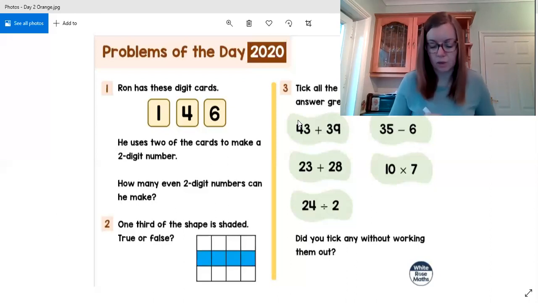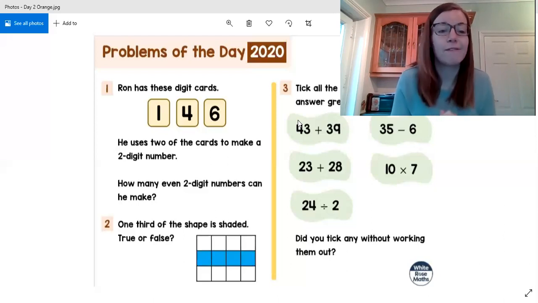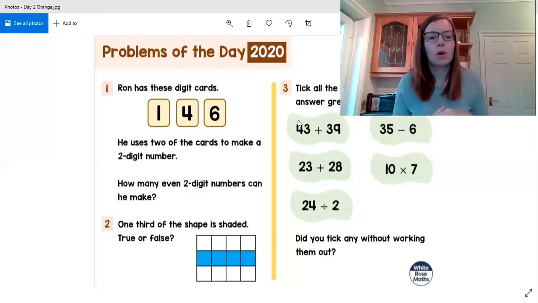The last calculation we have got is 24 divided by 2. Now I know division is something that we still use a lot of visuals to help us practice, and that's fantastic. We also want to remember about our fact families, that we know some of our 2 times table, which means we also know our division facts. Think about what dividing actually means.